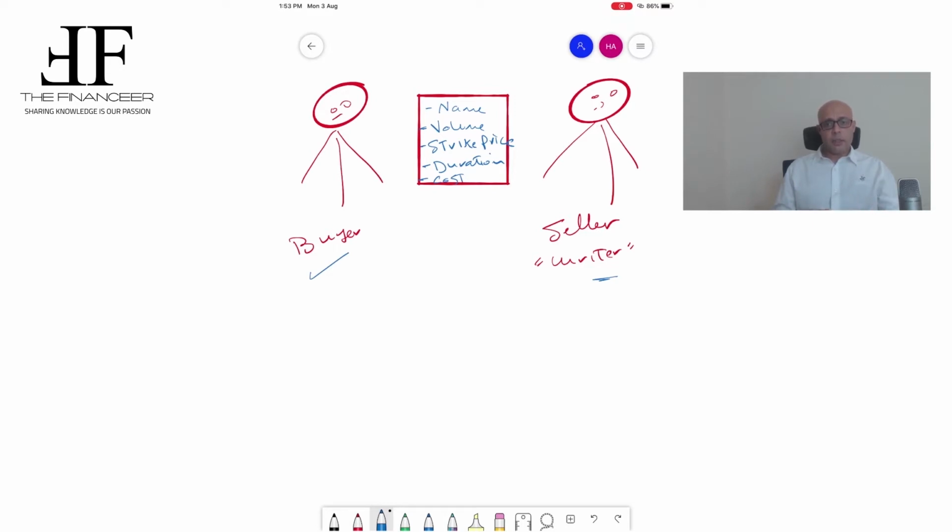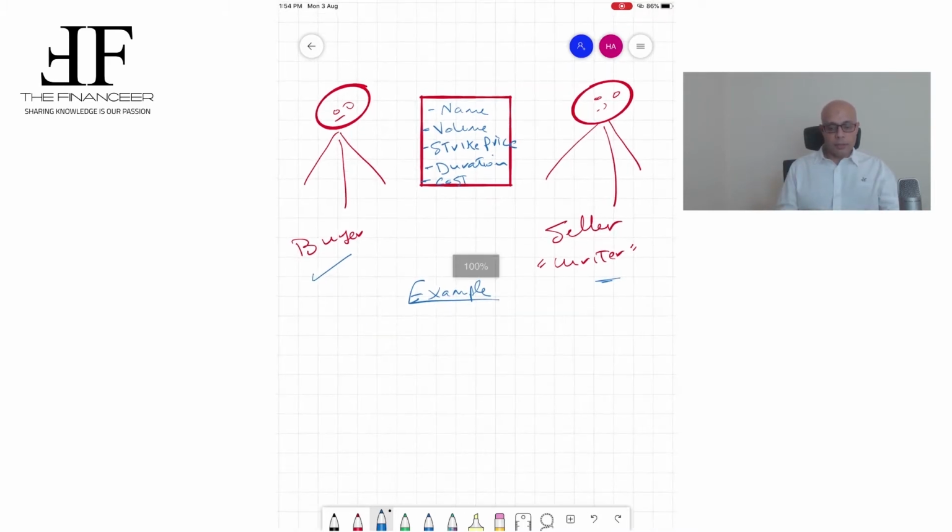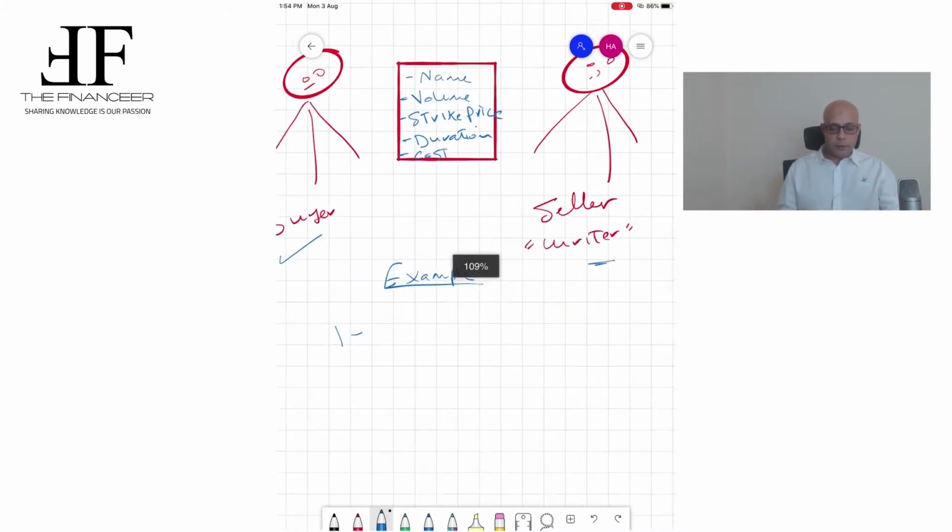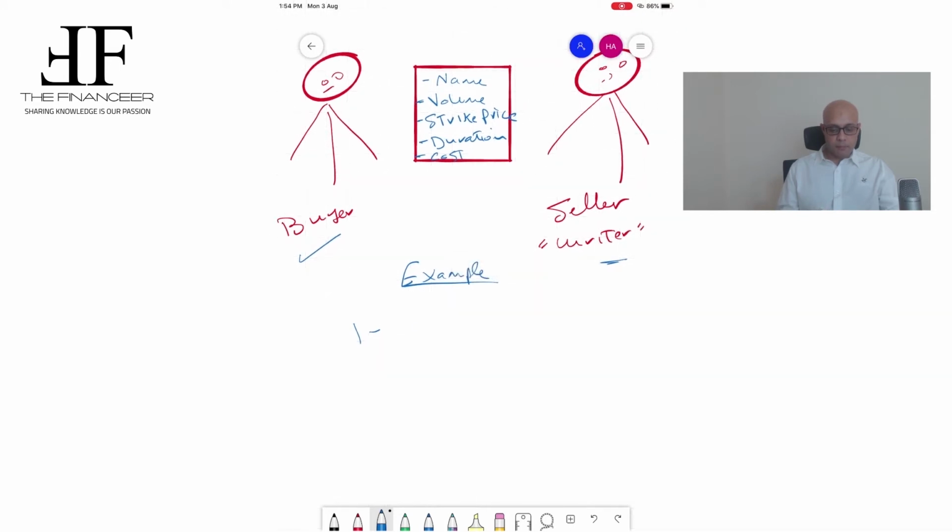Let's take an example in order to explain this contract in detail. So the example that we are going to present, we are going to consider the first information, the company name. So let's say that this buyer is in love with a company stock called ABC. So we have company ABC. And the second information is related to the volume. Let's assume that the quantity will be 1,000 shares in this company.